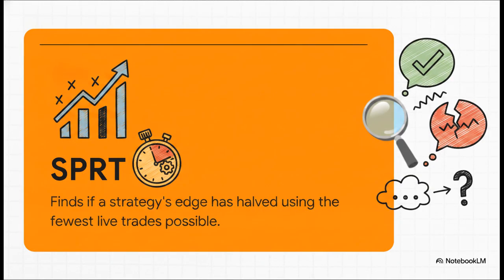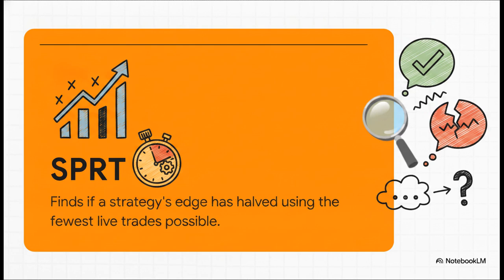Also in Layer 2 is SPRT, or Wald's Sequential Probability Ratio Test. Now, I know that sounds incredibly complex, but its job is actually pretty straightforward. It finds out if a strategy's edge has been cut in half, and it does so using the absolute fewest live trades mathematically possible.